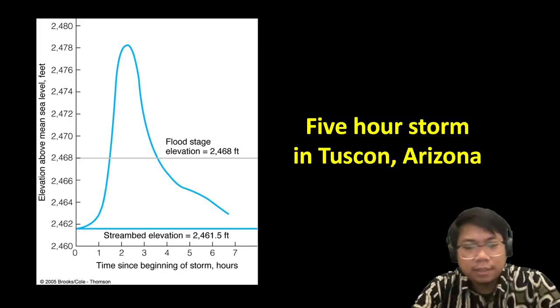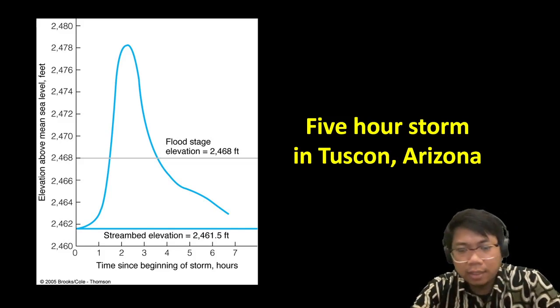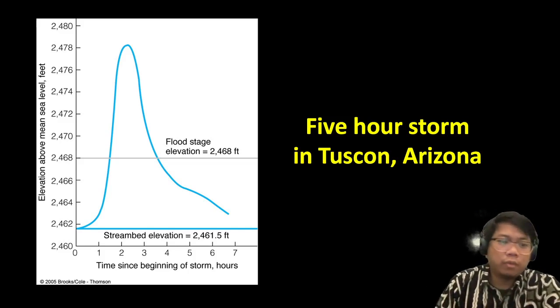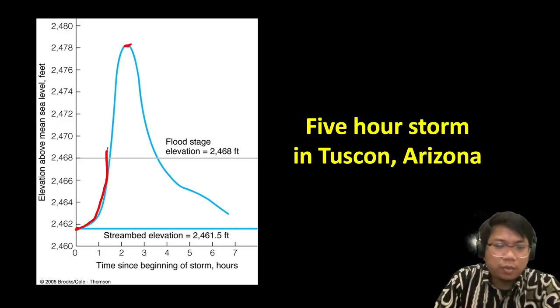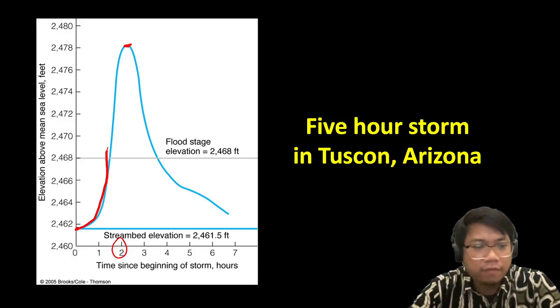Here is a real example of a hydrograph in one of the rivers in Tucson, Arizona. Okay, this is a 5-hour storm right here. As you can see, the water level rises very, very quickly and reaches the crest very, very quickly. It's just within 2 hours of the start of the floods.